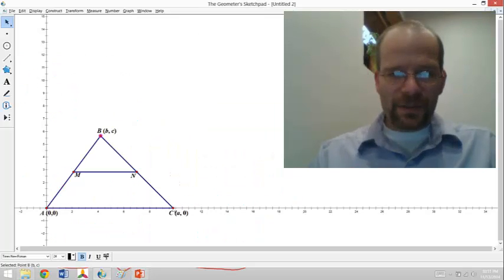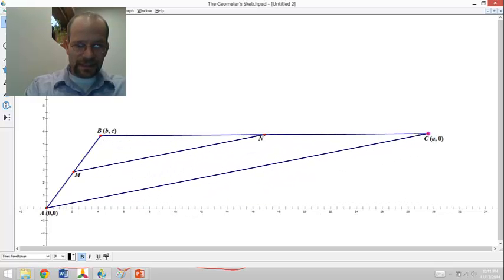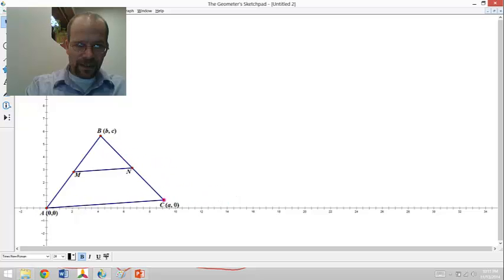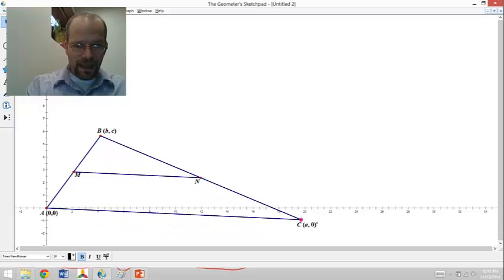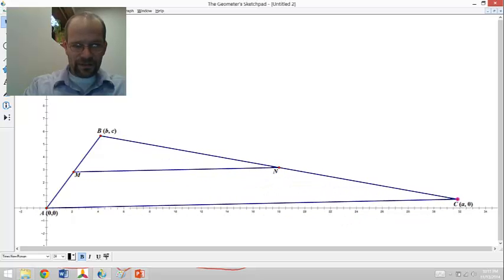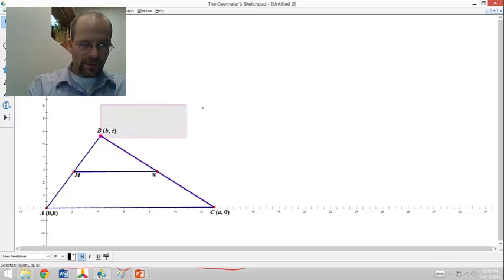And again, if we go back to our diagram here, we move around some of these pieces just to get an idea. You can see, I think, that no matter what I do here, this segment MN is always half of segment AC, no matter what we do. And it doesn't really matter which point we move either.